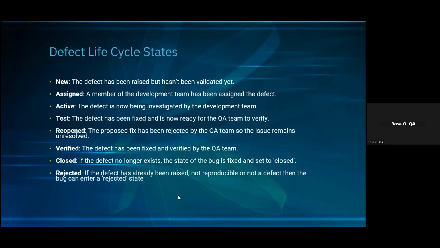Rejected: if the defect has already been raised, is not reproduced, or is not a defect, then the bug can enter a rejected state. Some use duplicate. If the bug has been raised already, you can change it to duplicate as a state. Deferred: this is when the bug has been prioritized for the next release. So that's the way it is. So, defect priority.